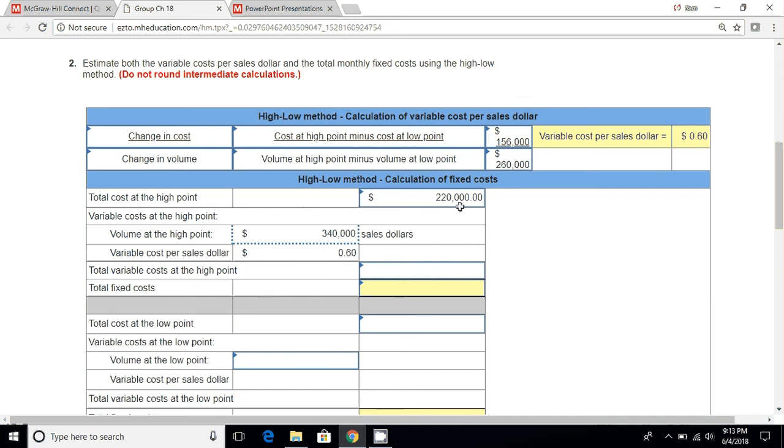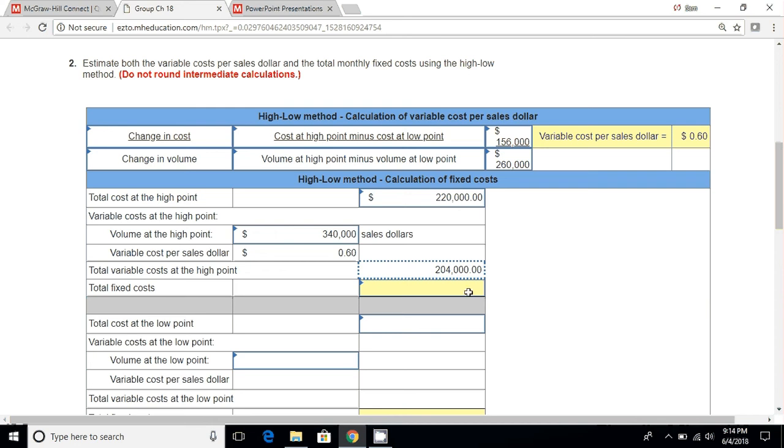So if we had total cost of 220,000, at the high point we sold 340,000 and variable cost was 60 cents, then our total variable cost at the high point has to be the multiplication of these two numbers. 340,000 times 60 cents is 204,000. Okay? Well, if 220,000 is our total cost, 204,000 is our variable cost, then what should our fixed cost be? It should be the difference between these two, right? Because variable plus fixed equals total.